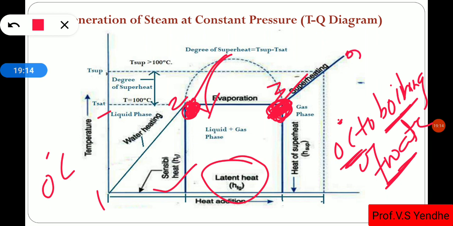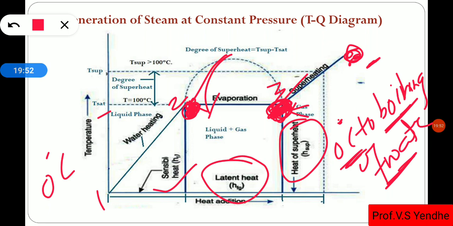Which steam? Dry superheated steam. If we define the heat of superheated steam, it is the amount of heat required to convert the saturated steam into dry superheated steam. It is the amount of heat required to convert what? This wet saturated steam or saturated steam into dry superheated steam. Into what? Dry superheated steam. That heat is known as heat of superheated steam.